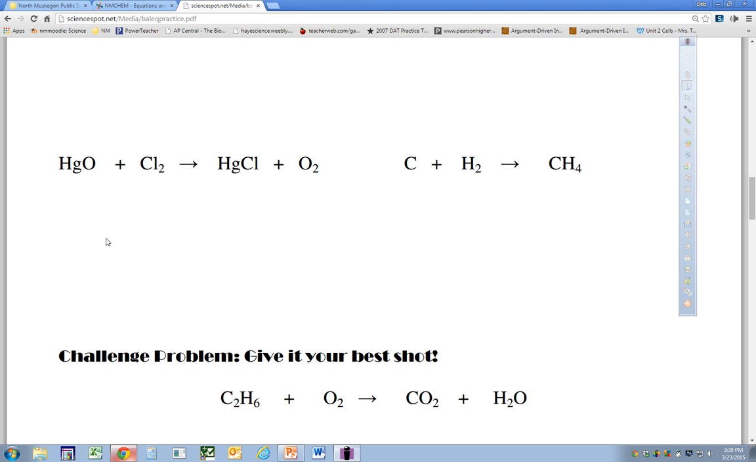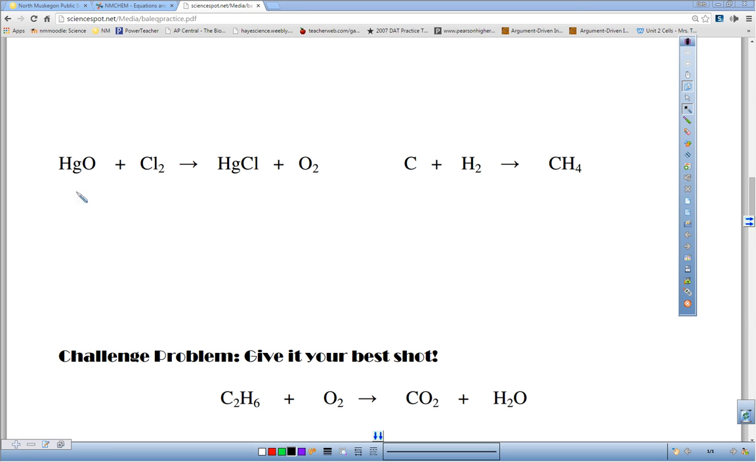Okay, so I'm going to show you one of the methods you could use to balance chemical equations. If we have the equation here, mercury oxide plus chlorine gas yields mercury chloride plus oxygen gas, we need to balance this by changing the coefficients in front of these formulas. We cannot change the subscripts or the formulas because they were written as balanced formulas. So let's give this a shot by counting atoms.